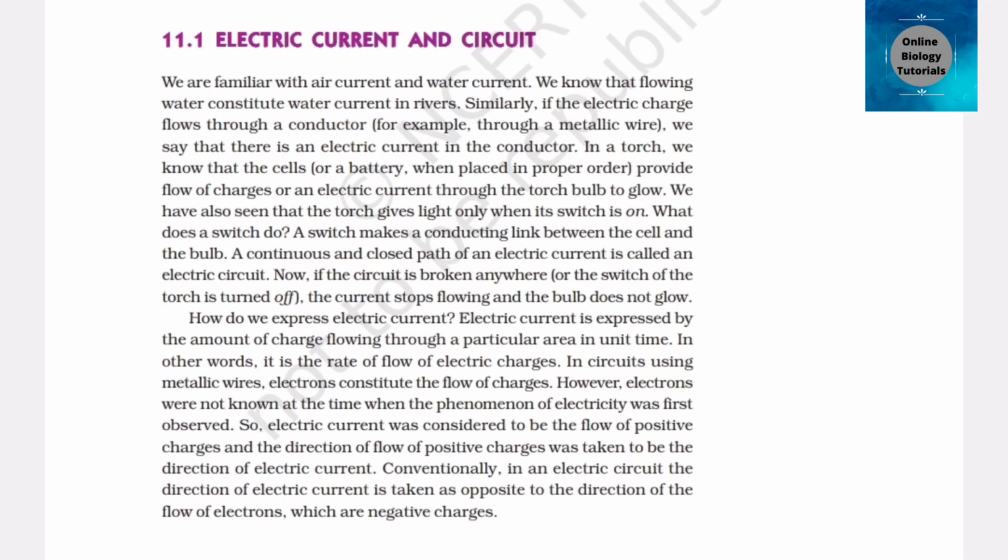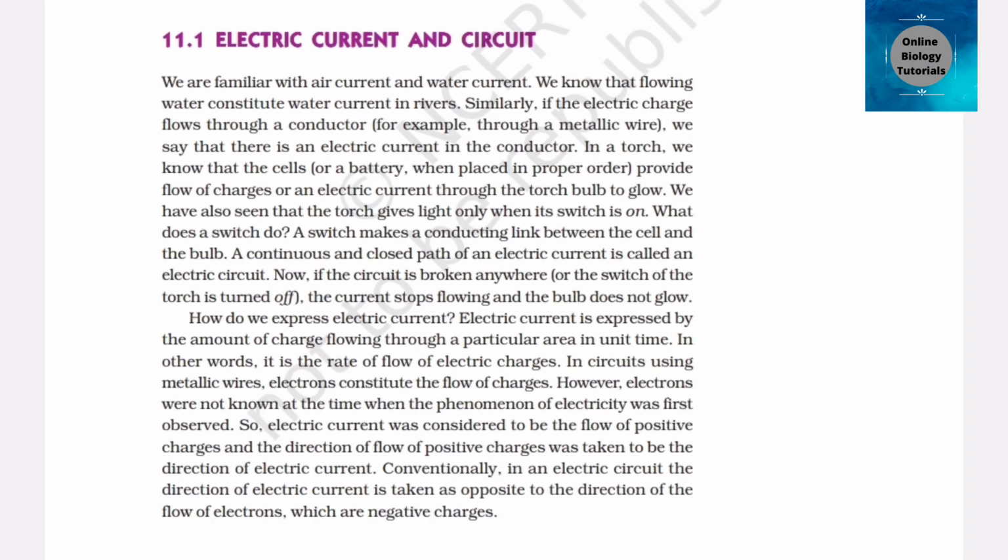How do we express electric current? Electric current is expressed by the amount of charge flowing through a particular area in unit time. In other words, it is the rate of flow of electric charges. In circuits using metallic wires, electrons constitute the flow of charges. However, electrons were not known at the time when the phenomenon of electricity was first observed. So, electric current was considered to be the flow of positive charges, and the direction of flow of positive charges was taken to be the direction of electric current.